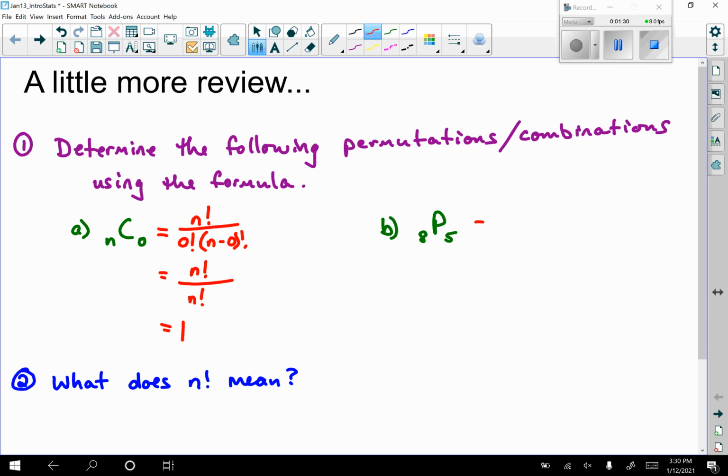Now for permutation, this is just n factorial, or in this case 8 factorial, over n minus r factorial, so 8 minus 5 factorial. So this would be the work I would be expecting to see. So we'd have 8 factorial over 3 factorial. And now this becomes 8 times 7 times 6 times 5 times 4. We could stop at the 4 because then the rest would divide out with the 3 factorial. Now obviously you could use a calculator for this, and we should be getting 6,720.